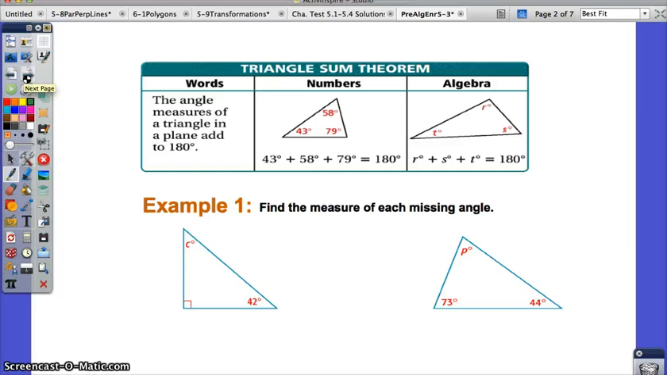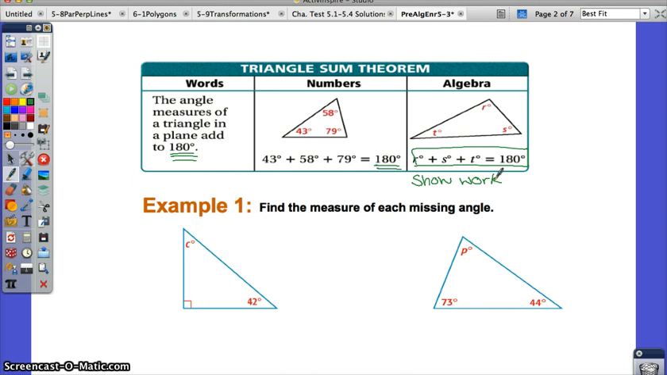So fill in the triangle sum theorem. The angle measures of any triangle in a plane always add to 180. We give you a numerical example, and you also can write an algebraic example here. So no matter what the measures are, you can always write an equation, and this is how we're going to show our work. Just like this with the equation, adding up the angles to equal 180, and then we can solve for one of the values if we want.